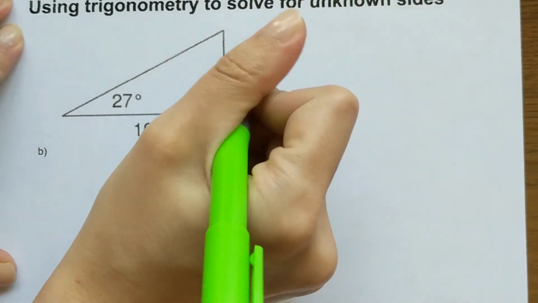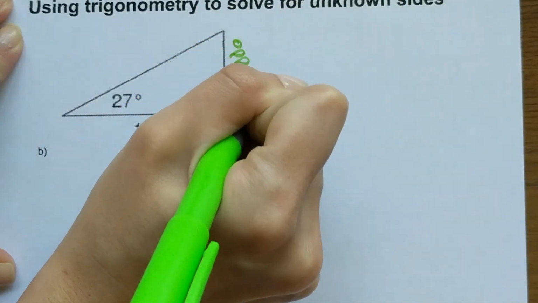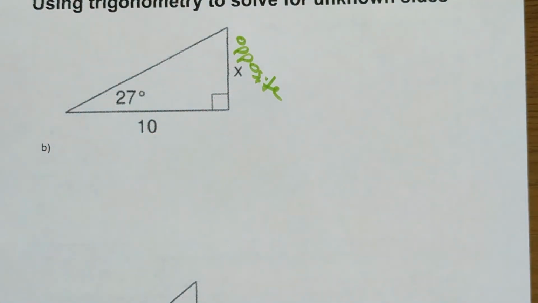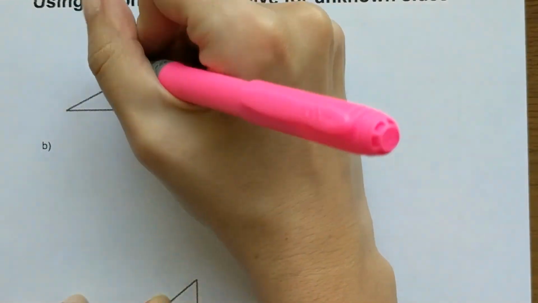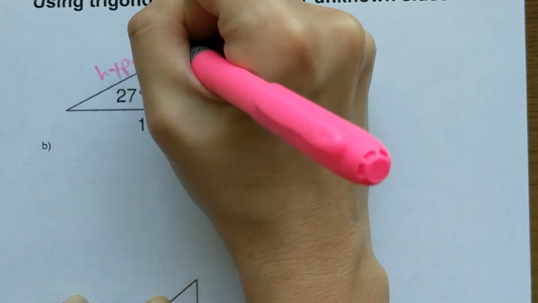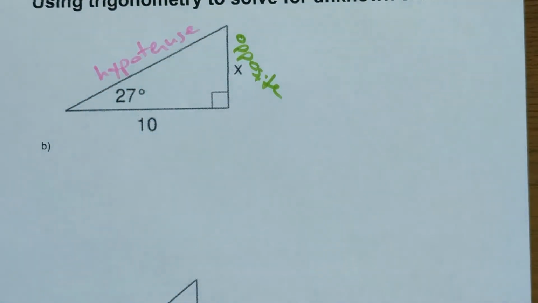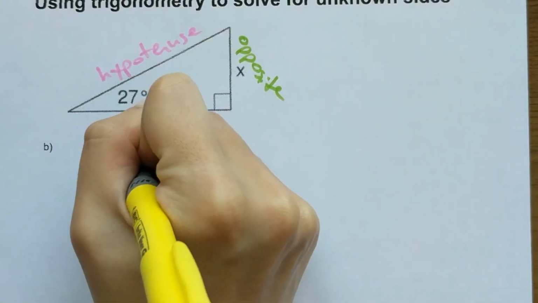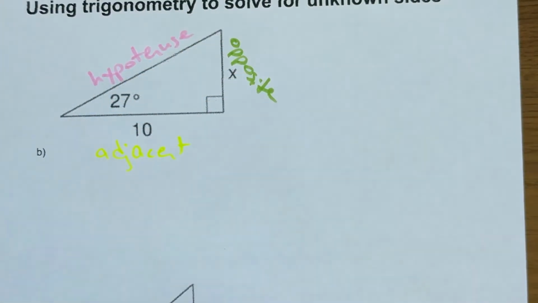X is my opposite side because it is opposite from 27. I have my hypotenuse here because it is opposite my right angle. And my last side, my side with the value of 10, is my adjacent side, because it is the one that is beside my angle.